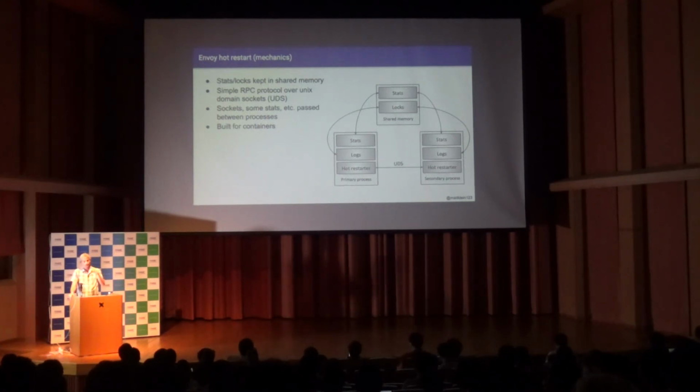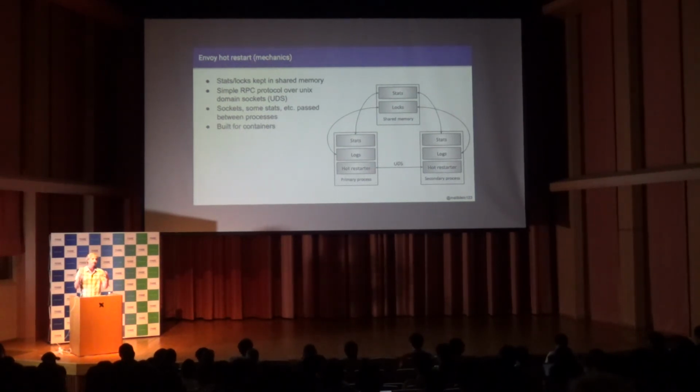So Envoy has a shared memory region. There's a stats block in there. We also have various locks for allocating stats out of shared memory, for doing certain types of access logging. And then the way that it works is that we boot up the new Envoy. We actually have a protocol that runs over Unix domain sockets. We have the processes talk to each other. They actually do socket passing. They'll pass some stats. They'll actually figure out if they're running a compatible version.